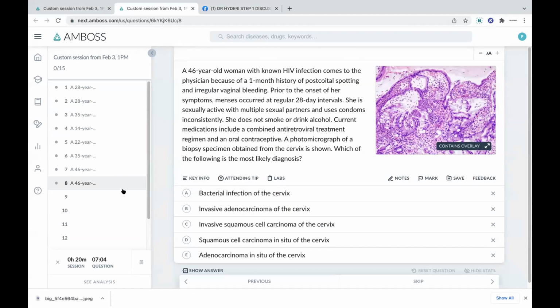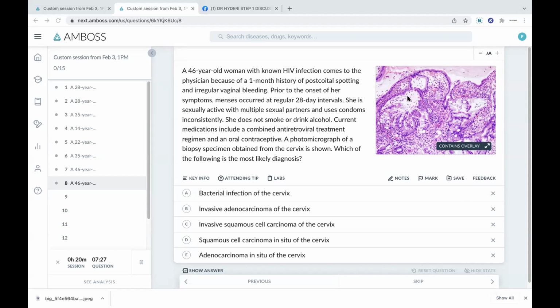Okay, this one, number 8. Is everyone ready? Yes or no? Which of the following is the most likely diagnosis? 46-year-old woman with HIV, with a one-month history prior to the onset. Her menses were regular. She's sexually active. Current medications include OCP. Complication from the biopsy is shown. Which one of these is the correct answer?